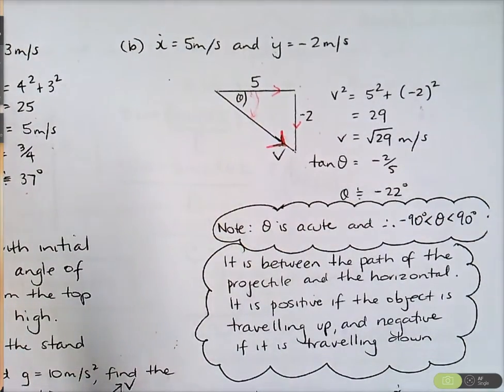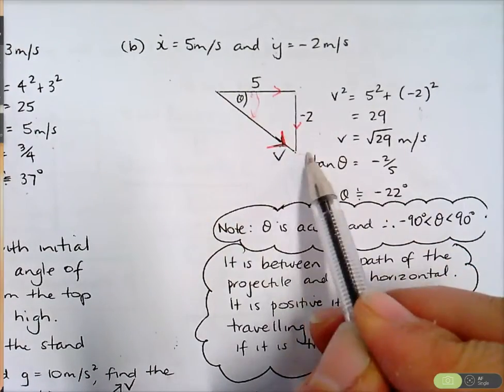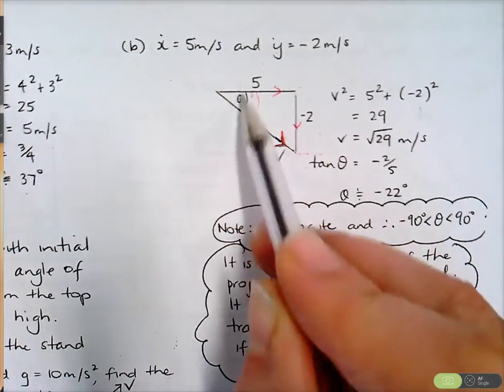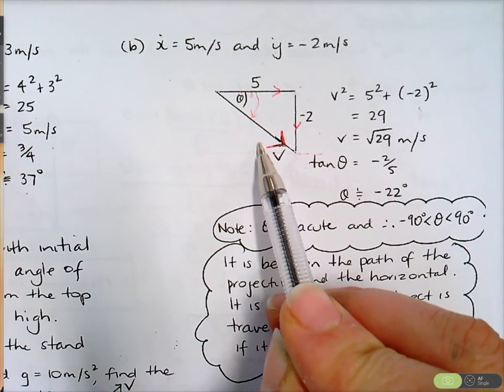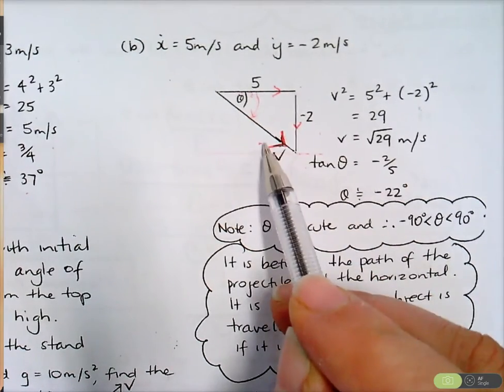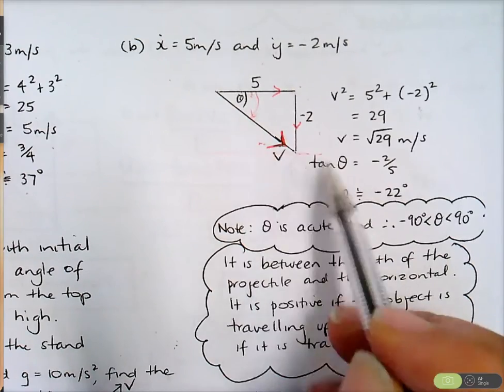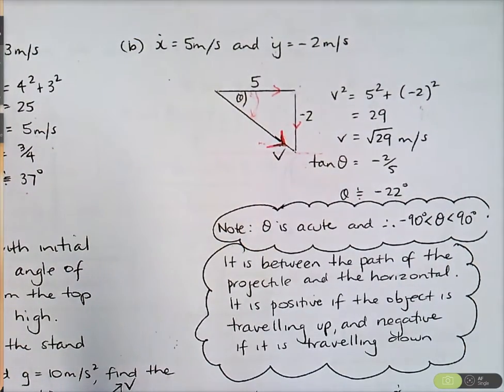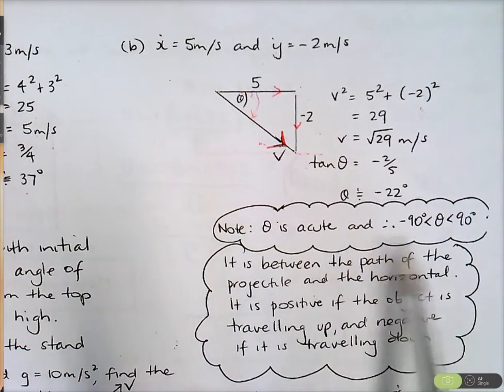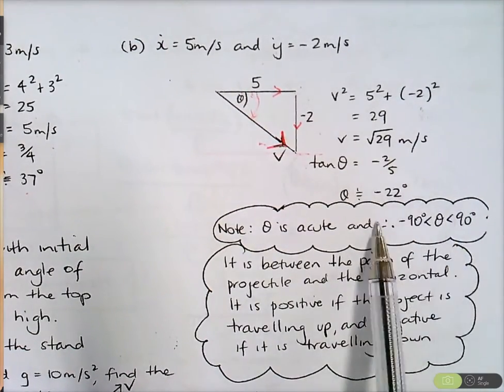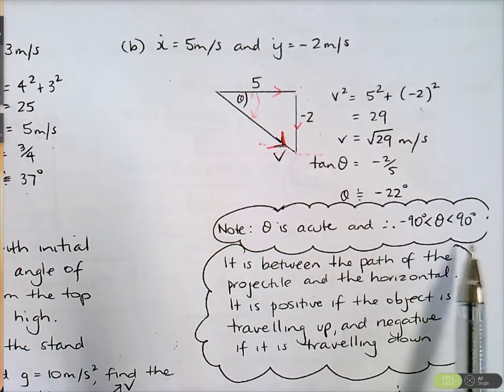Okay? Look, so if that's 22 there, let's say I had the ground here, and if that's 22, this down here would be 22. Do you see that? Alternate. So the angle at which it hits the ground would be 22 degrees. But we'll be doing questions like that later, all right? So it says theta is acute. It's got to be between negative 90 and 90, okay?